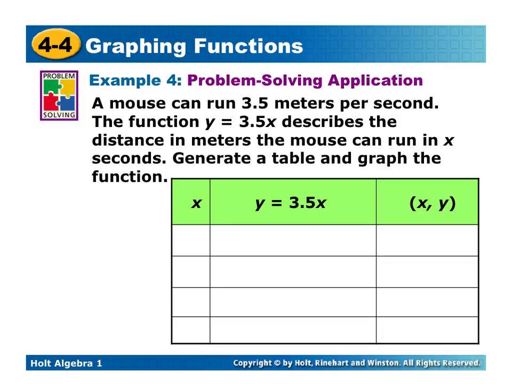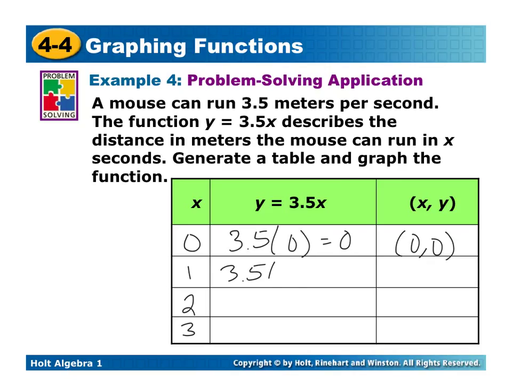So we're going to generate a table. Now in this particular situation, it doesn't make sense to use a negative because we can't have negative amounts of time. So our lowest that we could have would be 0. And then we'd have 1, 2, and 3 seconds. So now we're just going to have 3.5 times 0, which would be 0. So our ordered pair would be 0, 0. Then we'd have 3.5 times 1, which would be 3.5.